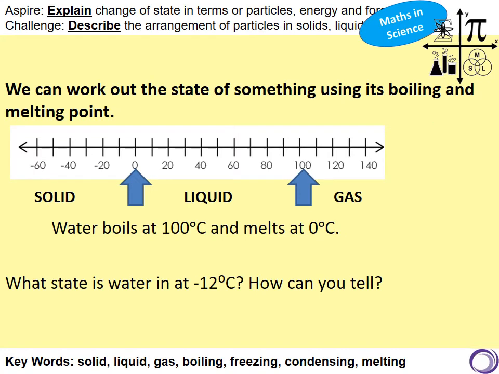When we know the boiling and melting point of something, then we can work out its state. So using water, we know that water melts at 0 degrees centigrade and it boils at 100 degrees centigrade. So what state is water at minus 12 degrees, and how can you tell this? 30 seconds.